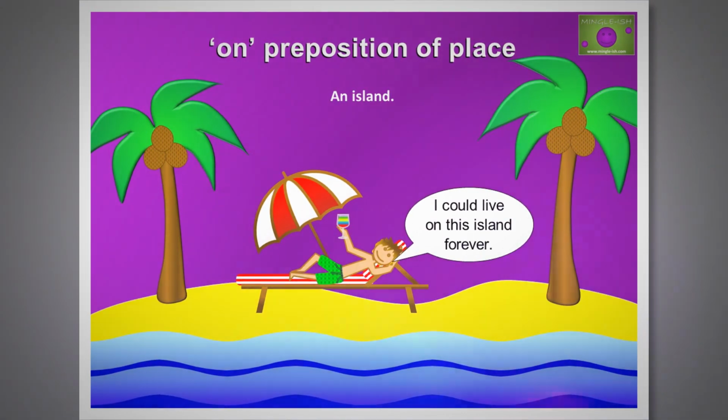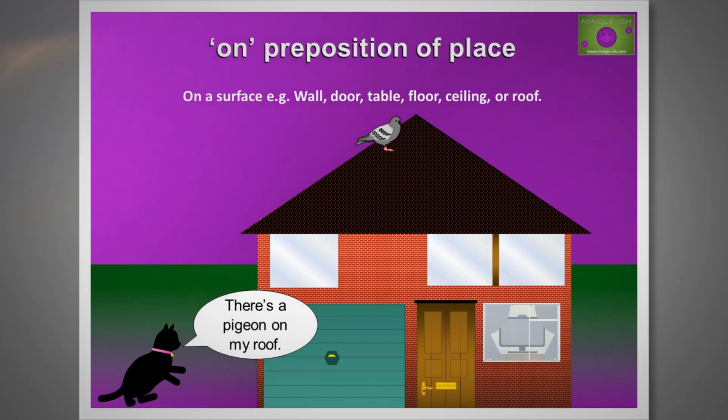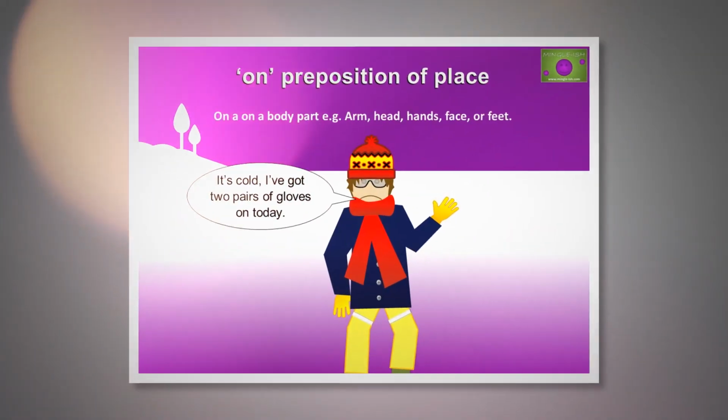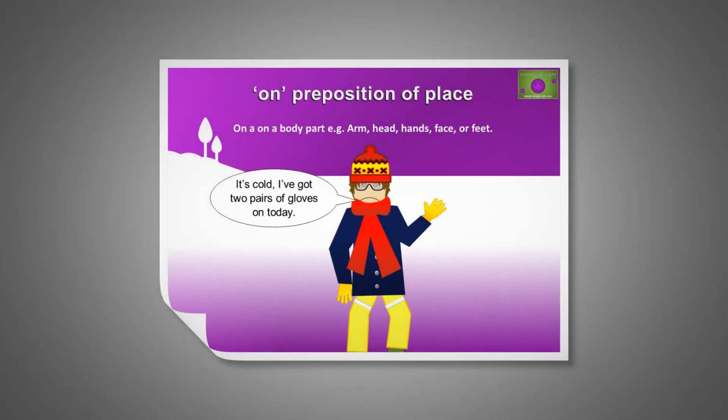On an island. I could live on this island forever. On a surface, for example, wall, door, table, floor, ceiling, or roof. There's a pigeon on my roof. On a body part, for example, arm, head, hands, face, or feet. It's cold. I've got 2 pairs of gloves on today.